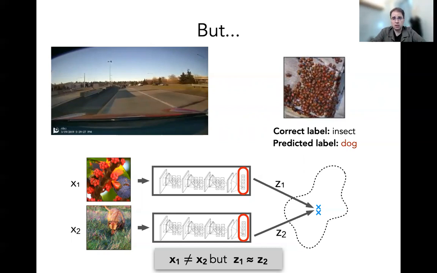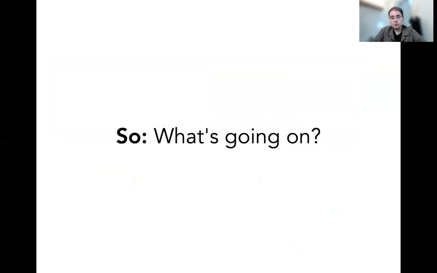So clearly this representation is not capturing what you would really like it to capture, namely our visual perception and the notion of what makes two images visually similar. So that's what we observe if we dig a bit more. And then the question is, well, what's going on? Why are these glitches and problems happening?